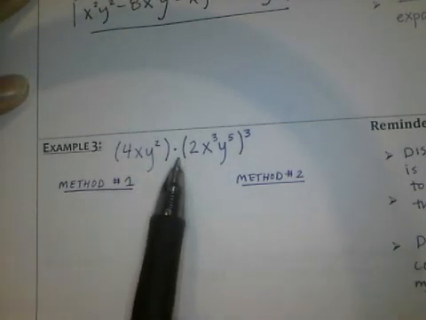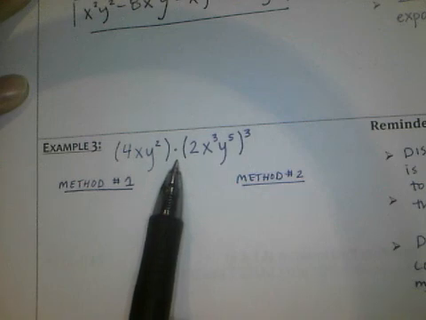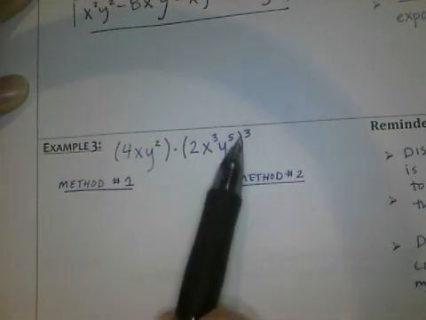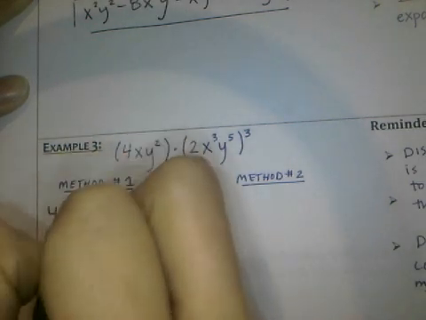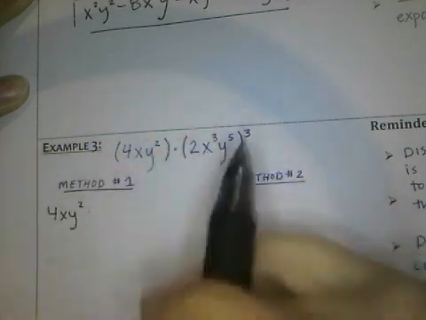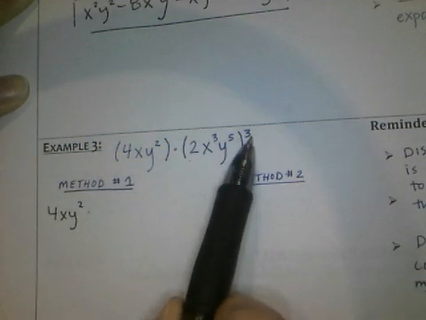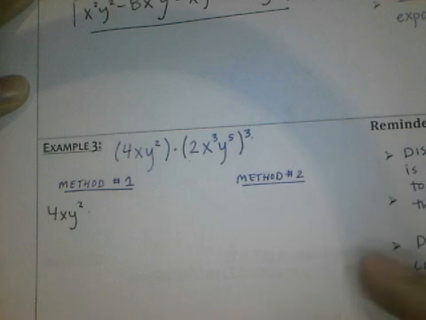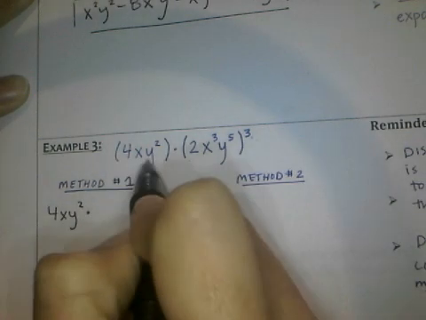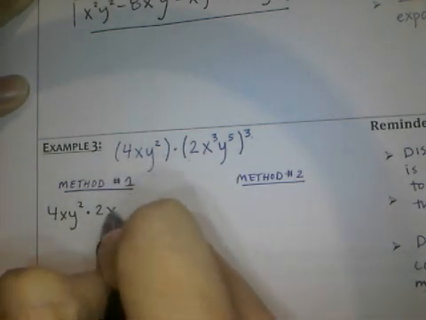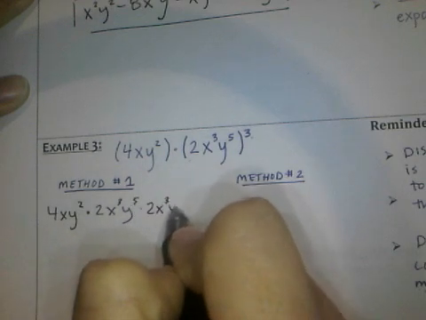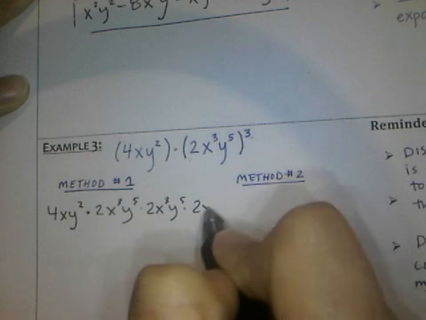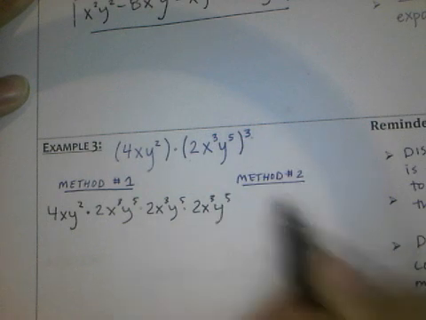The most easily understood method would be to think about what this 3 outside means. Basically, we have a term right here. It's got a coefficient and some variables. And we have another term that's being multiplied 3 times, and that's what that outside exponent means. So that means I'm really taking 4xy squared times 2x cubed y to the 5th times 2x cubed y to the 5th again times 2x cubed y to the 5th again.